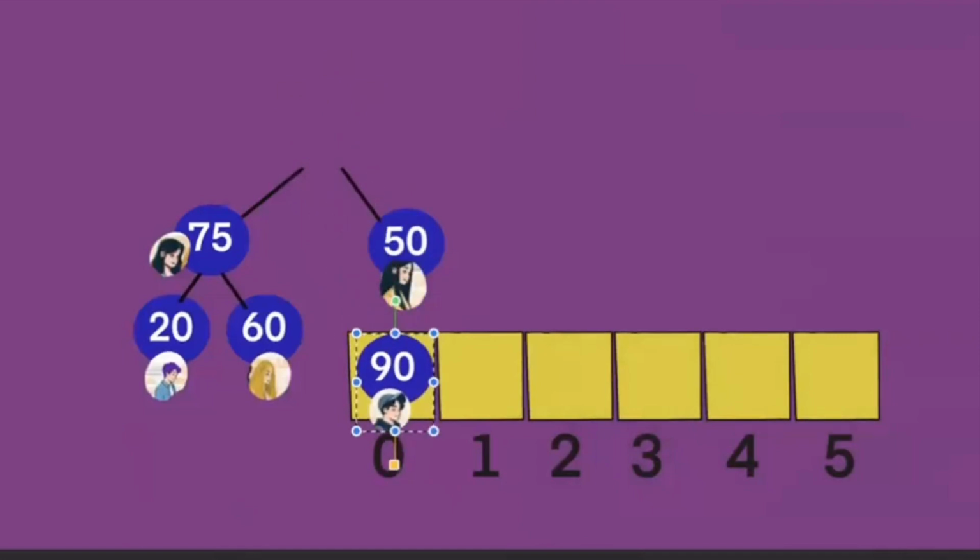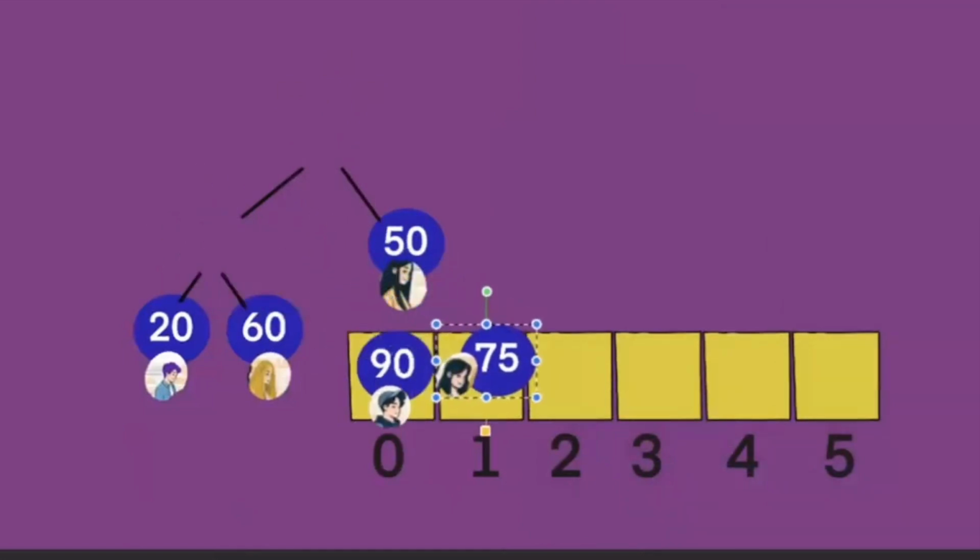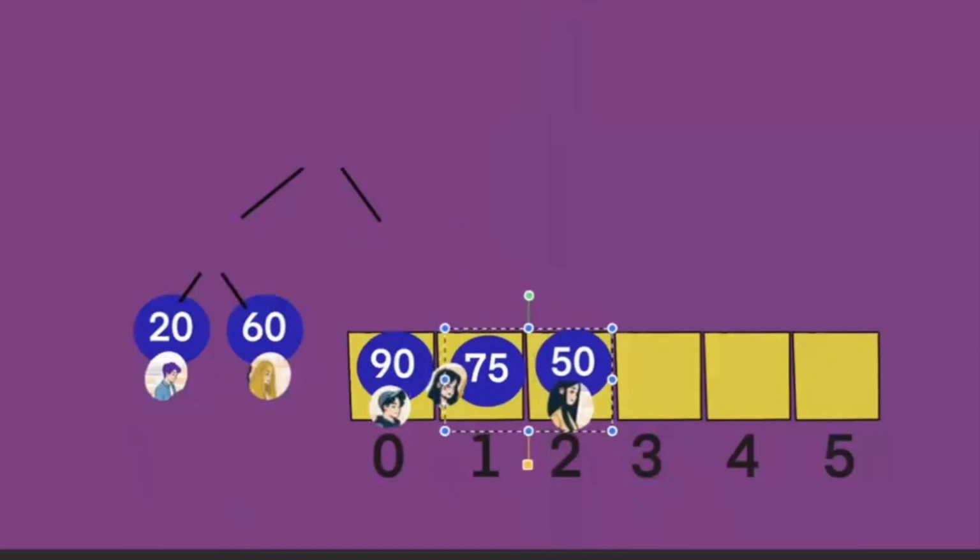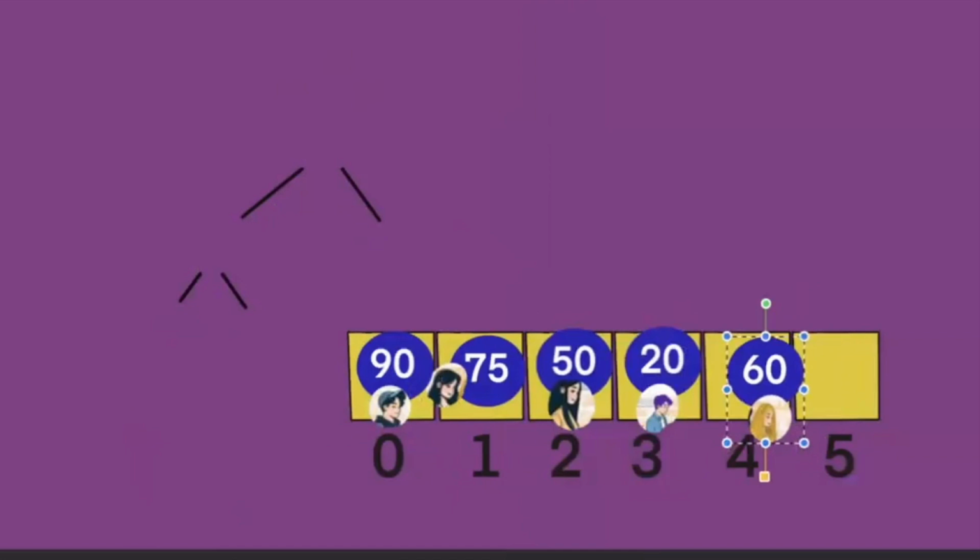An array is a popular choice when implementing a heap. We'll put our root in position 0 and its children in positions 1 and 2, and then fill in the array this way. Now let's get to the code.